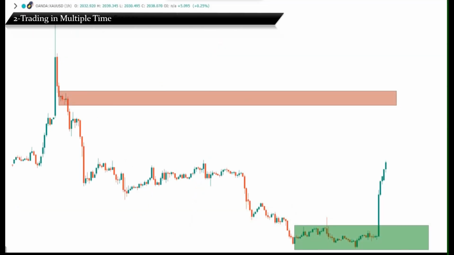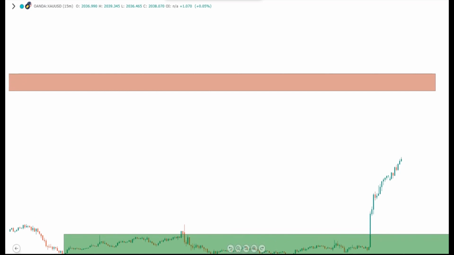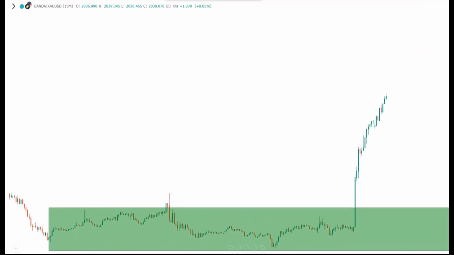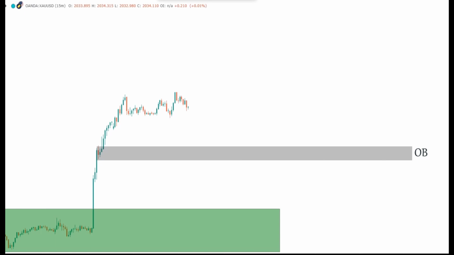Now, let's discuss how to trade in different time frames. On higher time frames, such as the 1-hour chart, we identify 2 key supply and demand zones that indicate the formation of a change of character. Next, we switch to a lower time frame, namely the 15-minute chart. In a lower time frame, you can identify the order block that caused a trend reversal. Now, the strategy is to wait for the price to reach the order block area before entering a buy position.